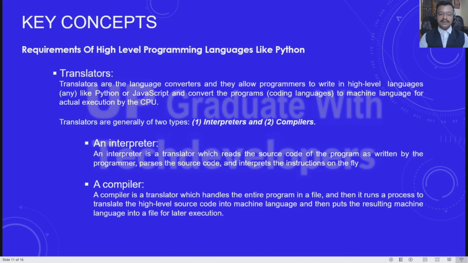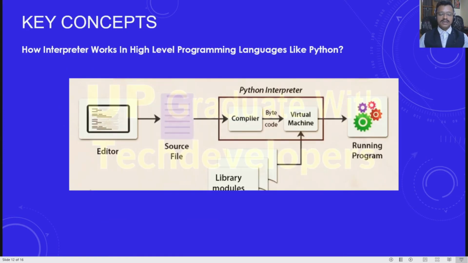A compiler is a translator which handles the entire program in a line, and then it runs a process to translate the high-level source code into machine language and then puts the resulting machine language into a file for later execution. So, Python is an interpreter. It would use a just-in-time compiler. Here we can see how Python is interpreted.